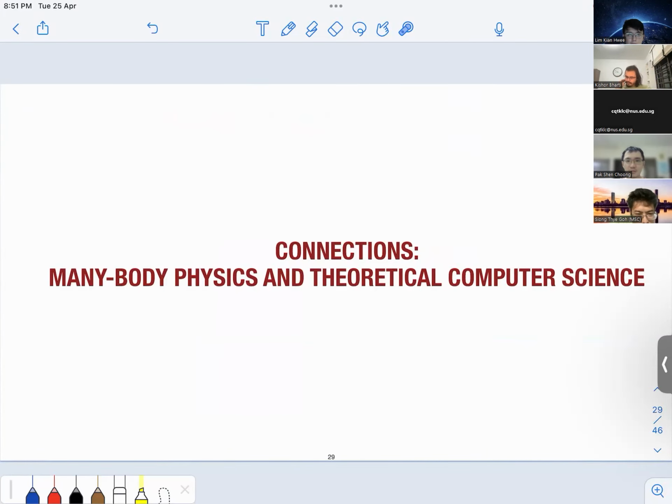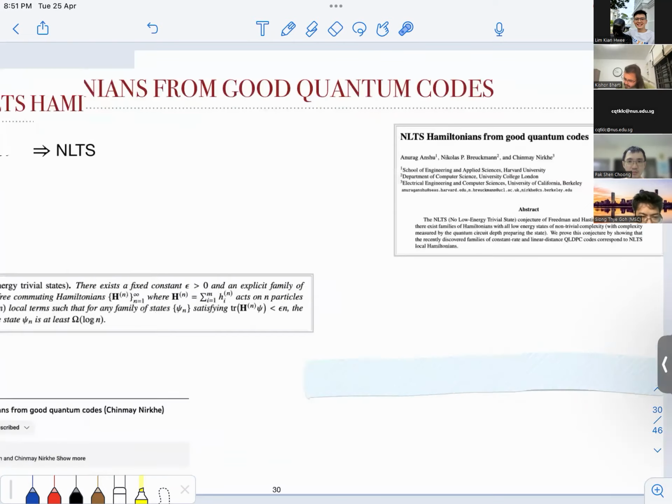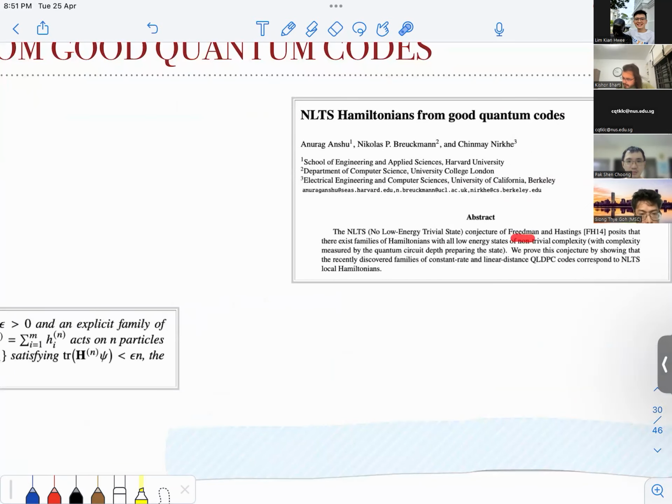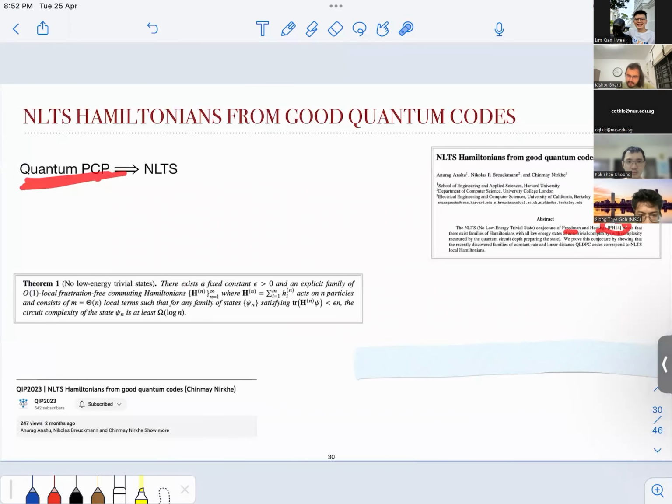Okay, so now let's talk about some of the connections, basically connections between many-body physics and theoretical computer science, and then we will talk about connections with black hole physics. The first paper I will discuss is this nice work by Anurag Anshu, Nicholas Breuckmann, and Chinmay Nirkhe. Basically, they showed something about a conjecture by Freedman and Hastings in 2014, which says that if quantum PCP is true, then there is something else called NLTS that will hold.